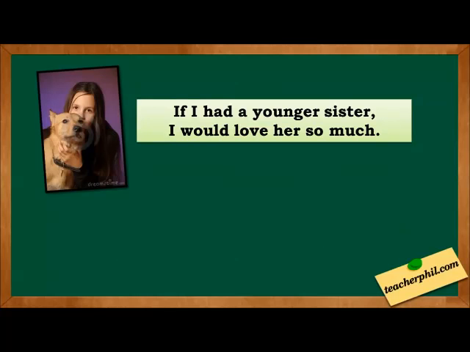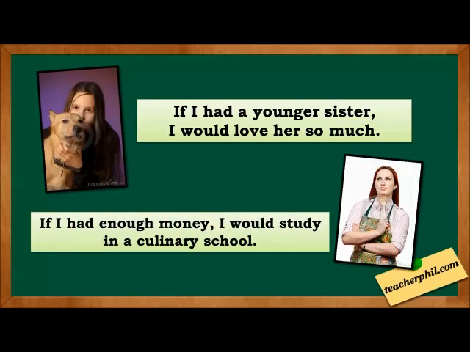Another example: if I had a younger sister, I would love her so much. The if clause here is if I had a younger sister. I would love her so much is the result clause. If I had enough money, I would study in a culinary school. If I had enough money is the if clause. I would study in a culinary school is the result clause.